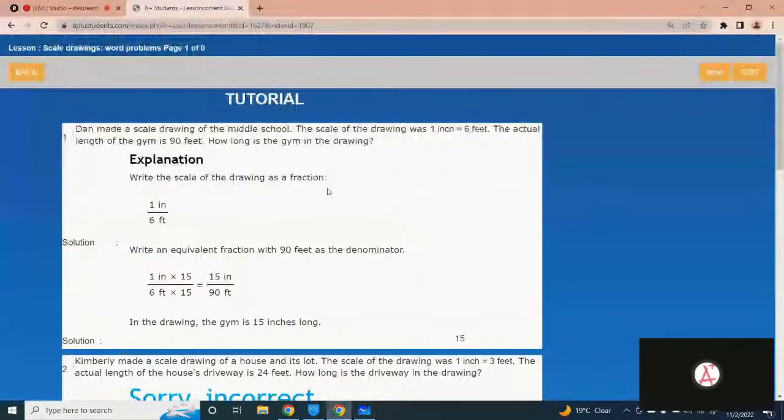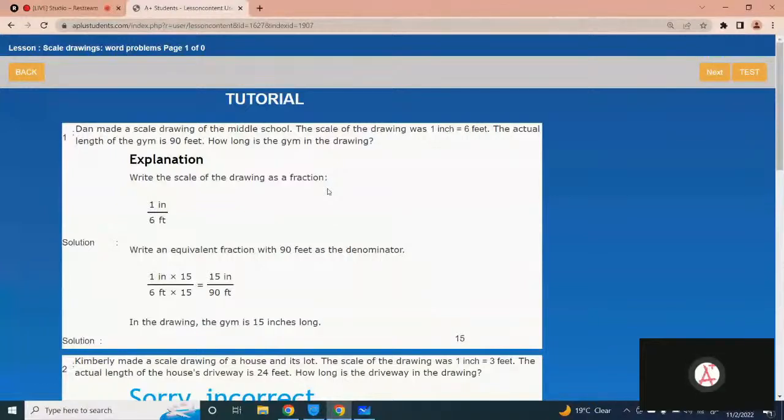Dan made a scale drawing of a middle school. The scale of the drawing was 1 inch equals 6 feet. The actual length of the gym is 90 feet. How long is the gym in the drawing? Got it? So actually the length of the gym is 90 feet.